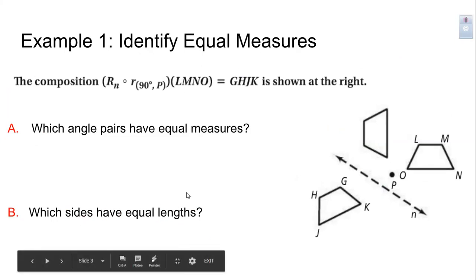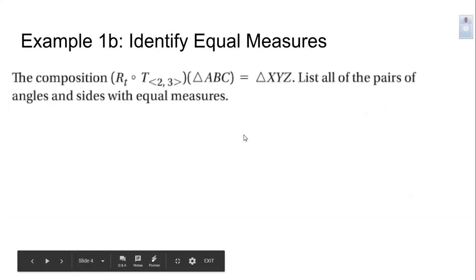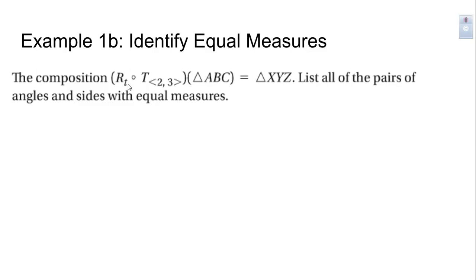So let's take a look at the second part. Which ones are going to match up? It's going to be a reflection across line T of the translation of 2, 3 of triangle ABC to map onto triangle XYZ. So list all the pairs of congruent angles and congruent sides. So let's do this together.